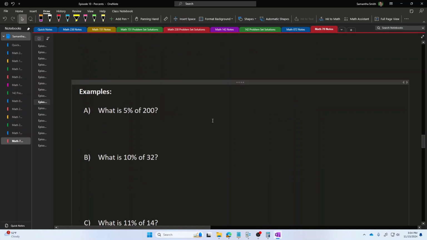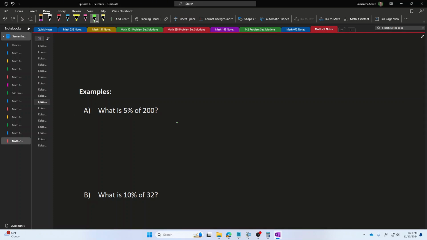So let me give you an example. Somebody says, what is 5% of 200? If I wanted to find 5% of 200, I would start by converting this percent to a decimal. So I will take that decimal point and move it 2 spaces to the left to make it smaller. And that gives me 0.05 as a decimal representation of this percent value.